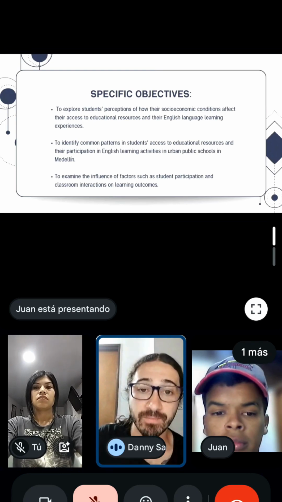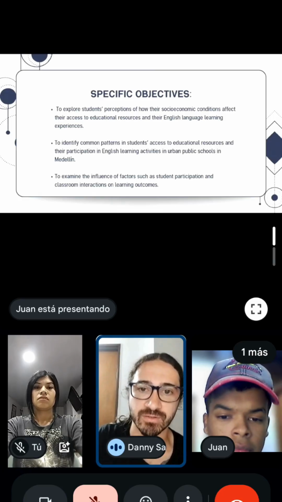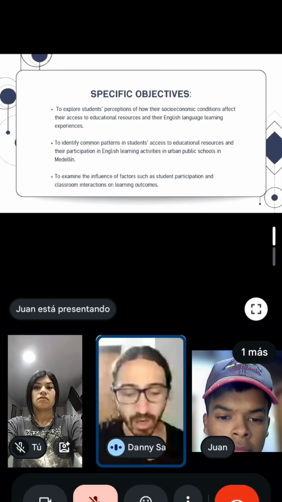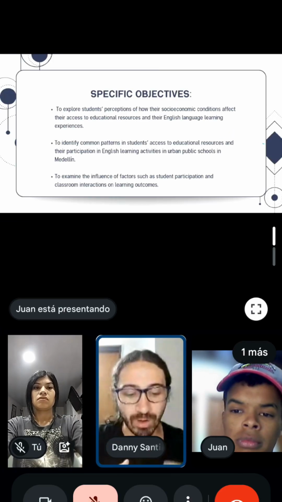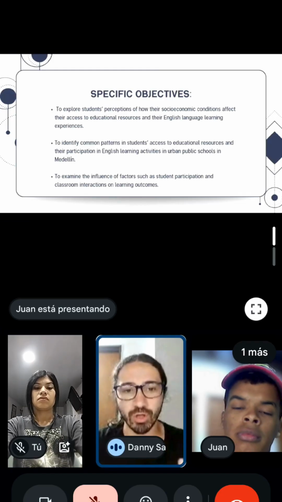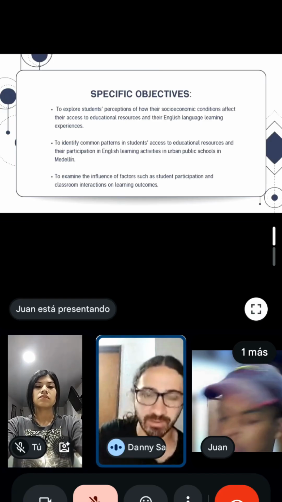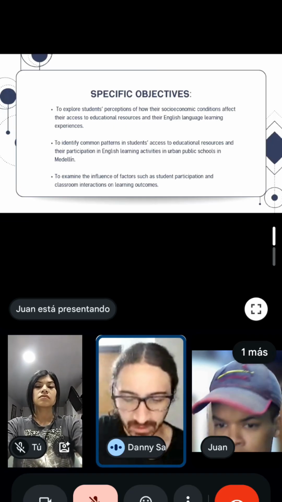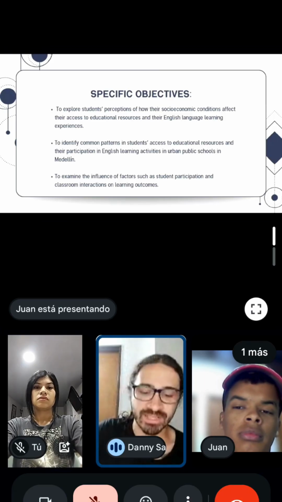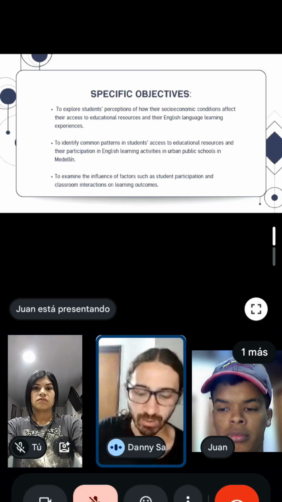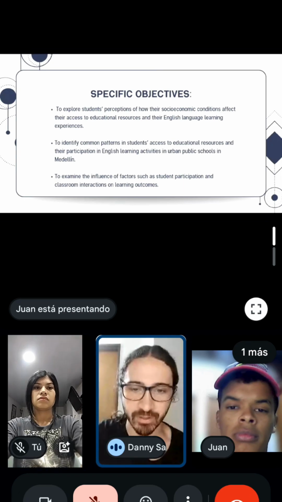And the last one is to examine the influence of factors such as student participation and classroom interaction on learning outcomes. Why? Because we want to look closely at elements such as, as I said before, the participation and classroom interaction, in order to understand how these factors affect learning outcomes.